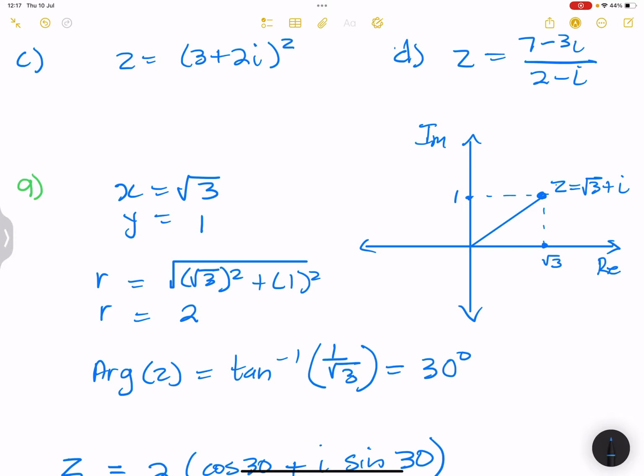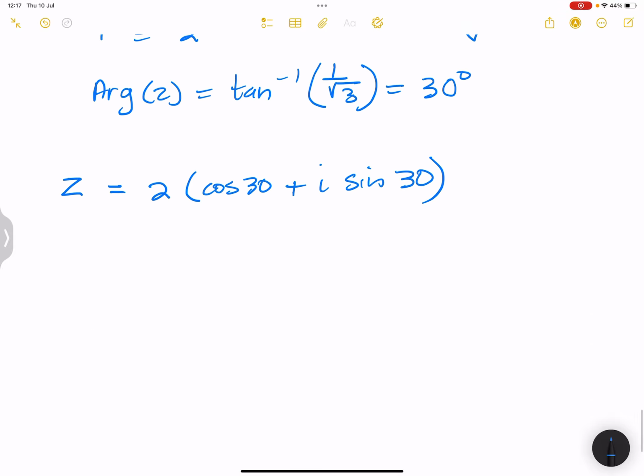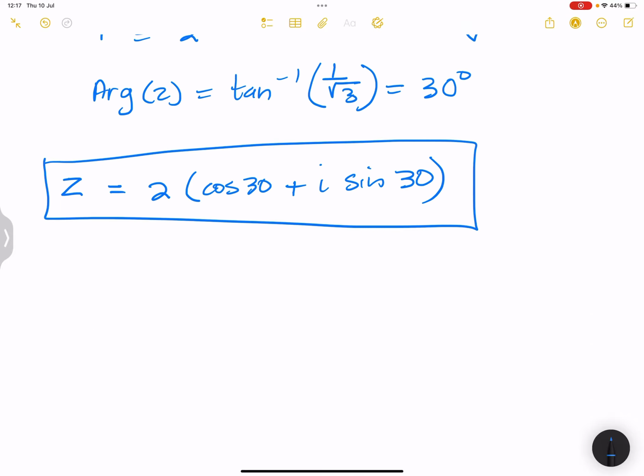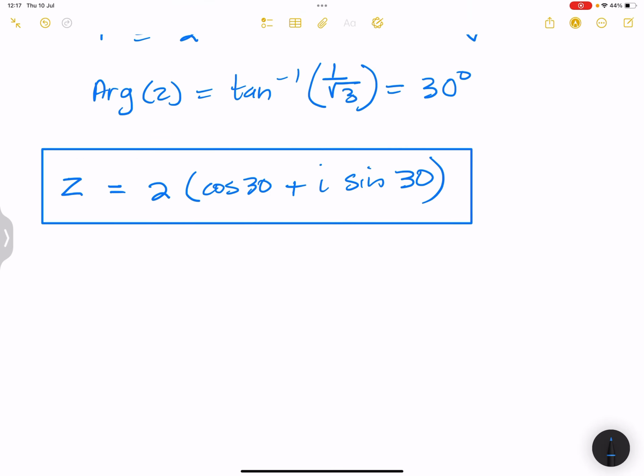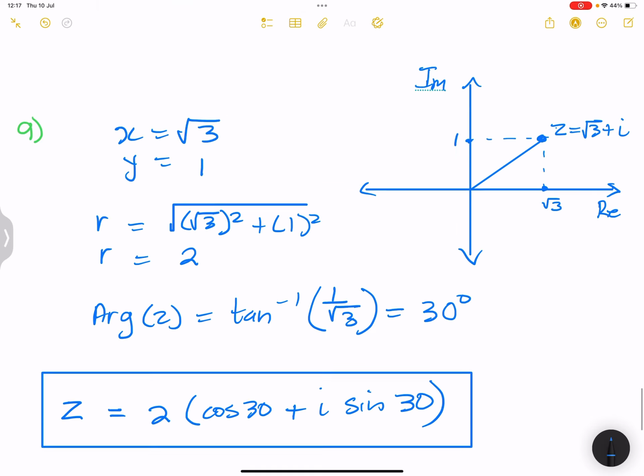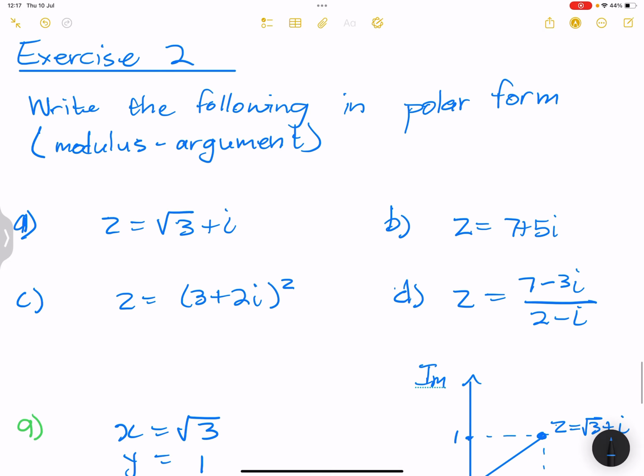Ladies and gents, that's how you would actually write that down in polar form. And please remember this because we are going to be using it quite extensively. For now, I'll leave it here and I will ask you to continue with the exercises.